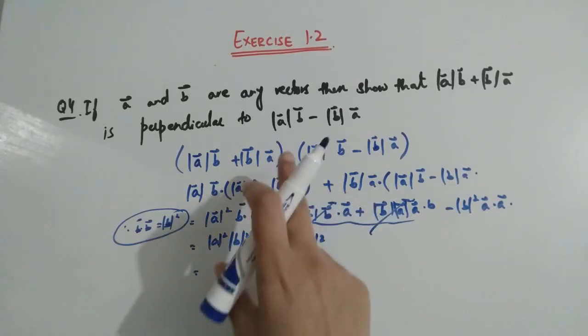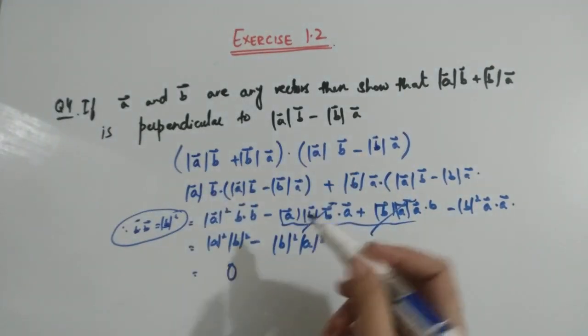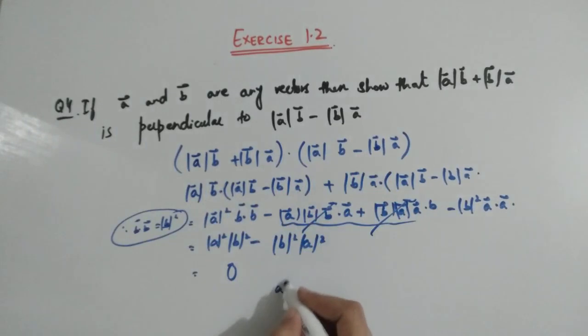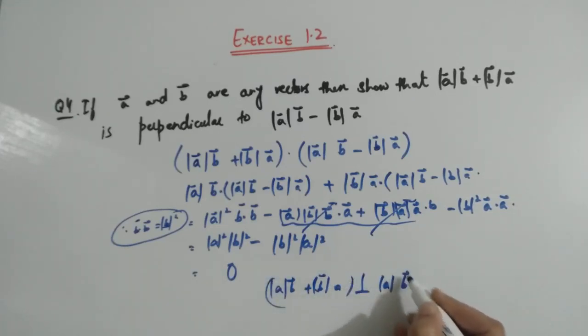Since the dot product of these two expressions is 0, it means that this expression |a| b plus |b| a is perpendicular to |a| b minus |b| a.